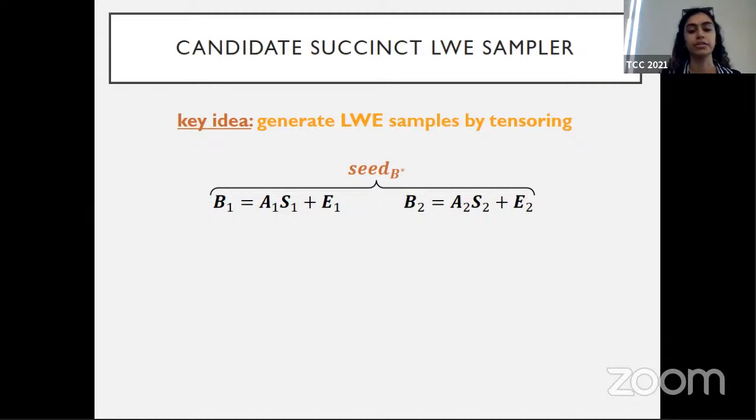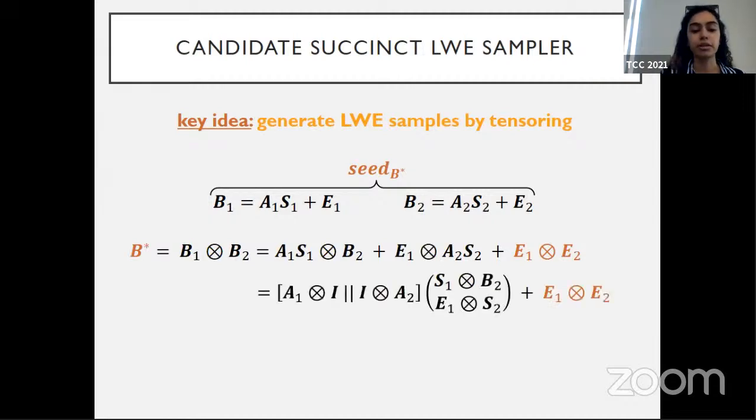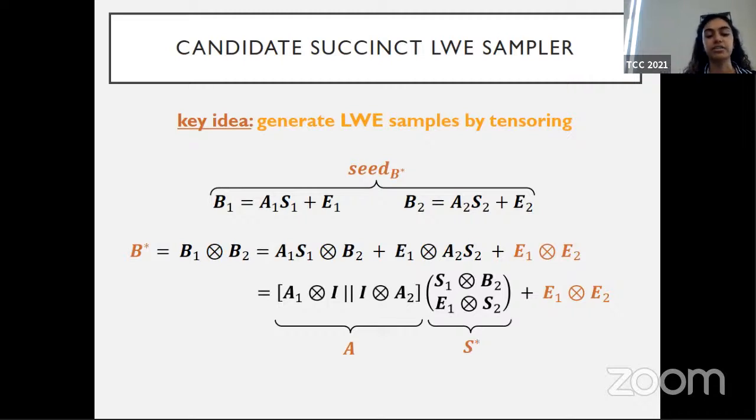This is a small example for D equals 2. If we tensor these together, we can rearrange and use the mixed product property to then basically have some A, which depends only on the AIs, and some S star, which depends on both the SIs, the BIs, and the EIs. And finally, our E star term will depend just on the EIs and the tensor of these.